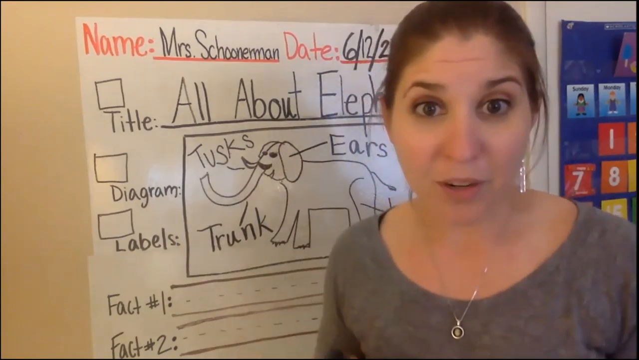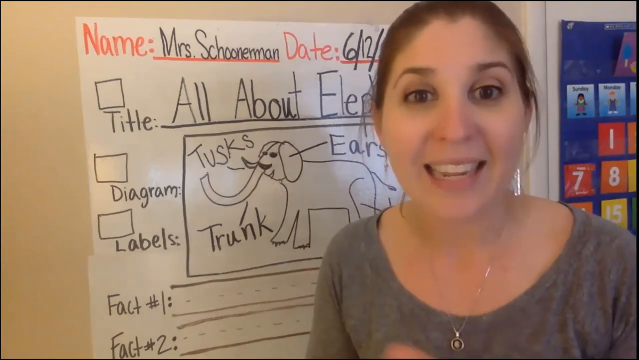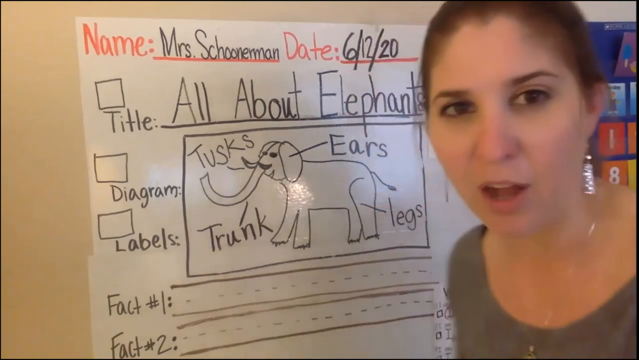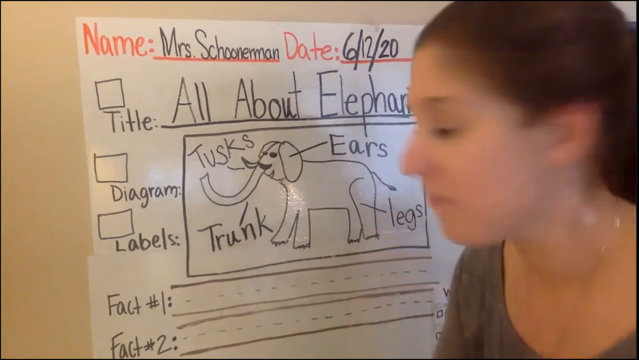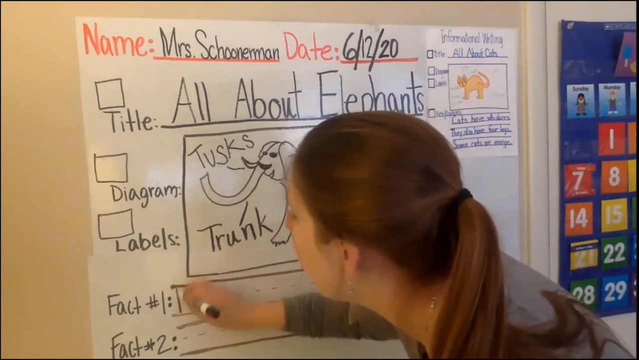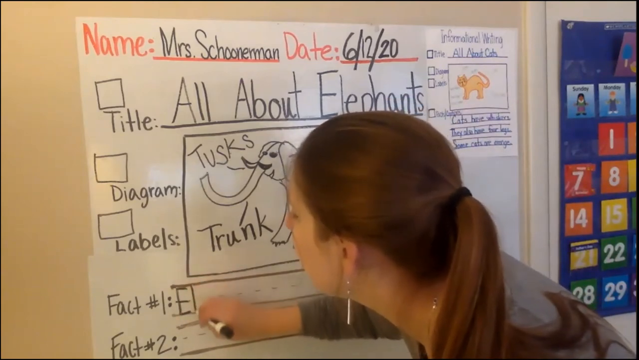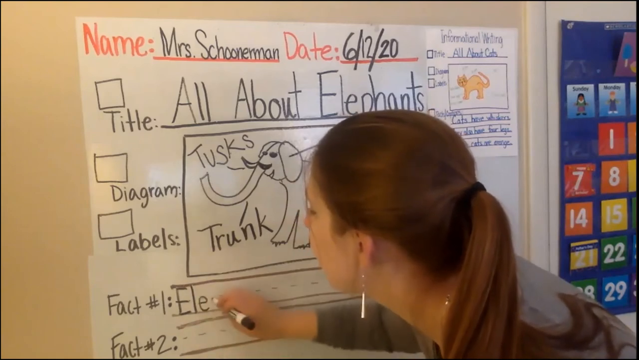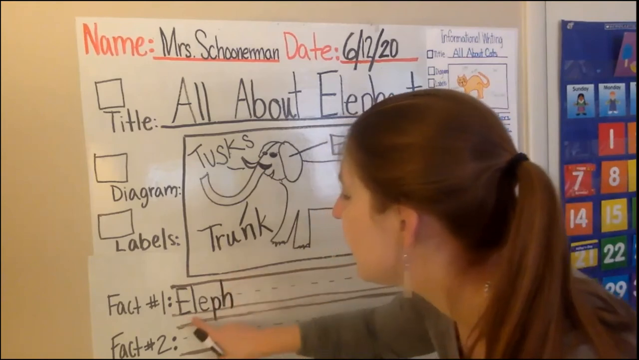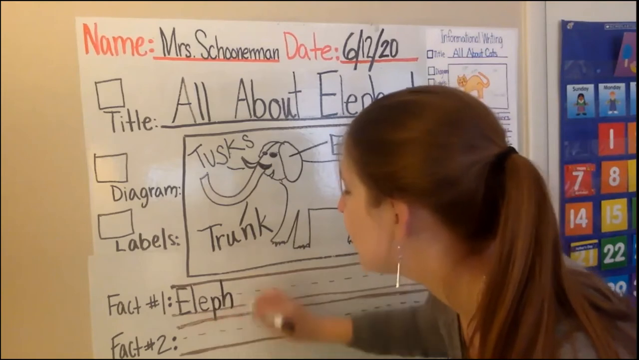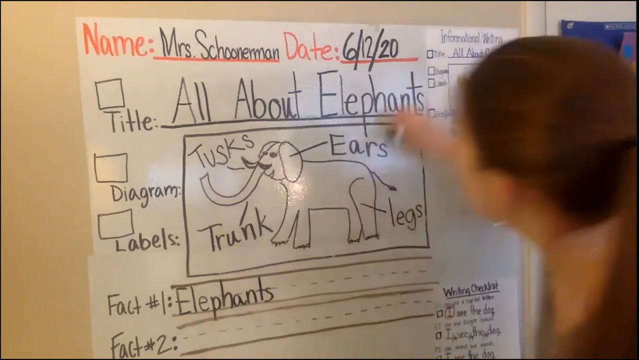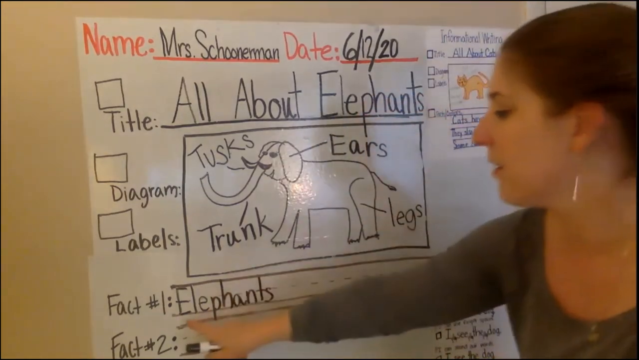But the fact that we're going to write together is elephants can use their trunk to hug. So it's a pretty long sentence. So get ready. Here we go. Elephants. As good writers, we start our sentence with a capital. So capital E. Oh, there's that ph digraph that says F. So ph. E-L-E-P-H. Elephant. A-N-T-S. Same as up here. Elephants. Elephants.